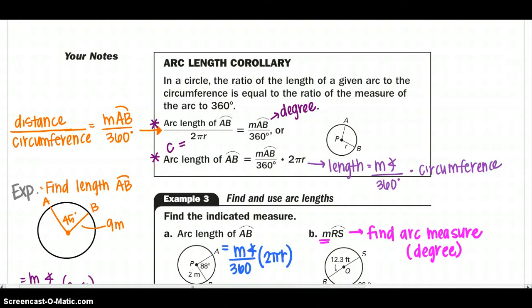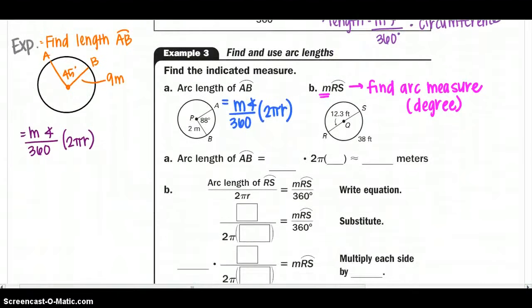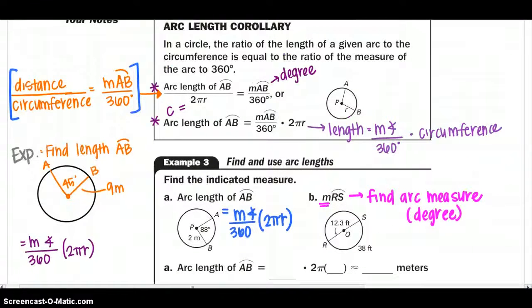over 360. So I have actually done the same problem over here, if it makes any more sense. Or you can write that same equation as the arc length of AB equals the measure of arc AB over 360 times our circumference. So either way you like to write it will be just fine. Using that, let's go down to example 3 using the arc lengths.